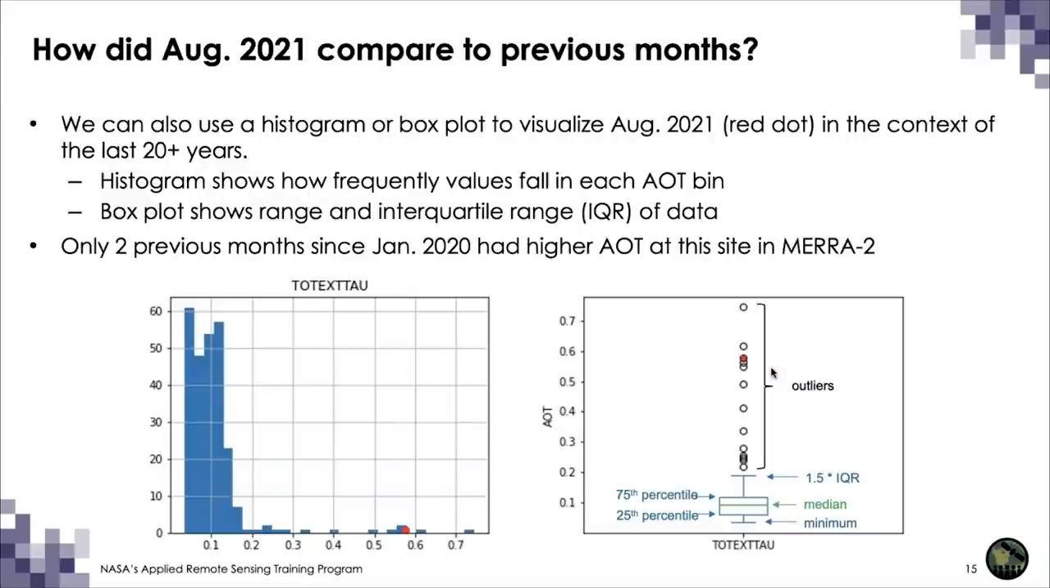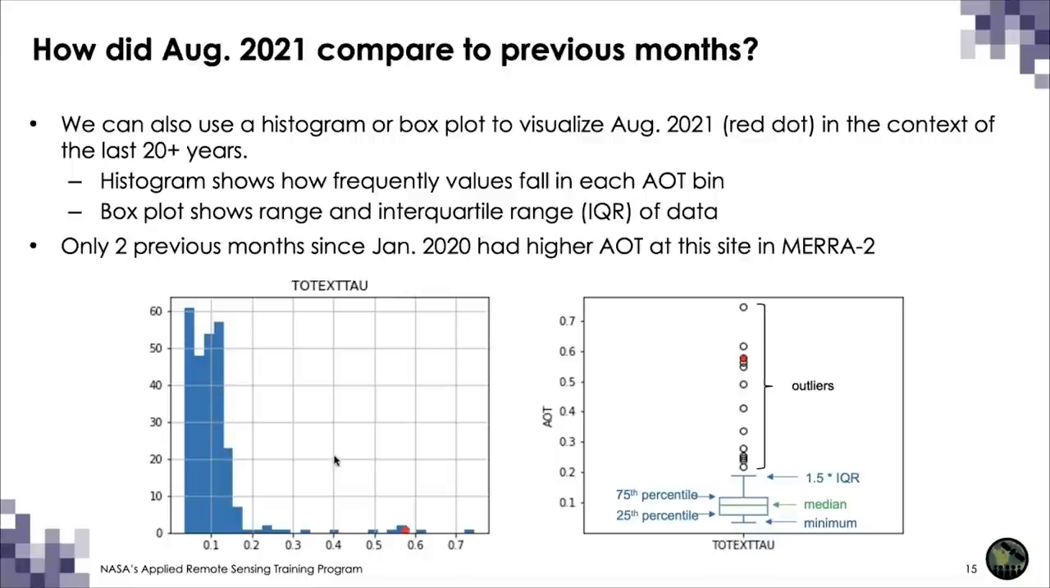This slide shows a couple of different ways to summarize this time series and place the August 2021 AOT in the context of the 2000 to 2021 MERRA-2 record for this site. The histogram on the left bins the data by AOT and shows the frequency with which different AOT values occur. The height of the bars represents how many months of the data fall into the given AOT bin. The red dot shows the value for August 2021.